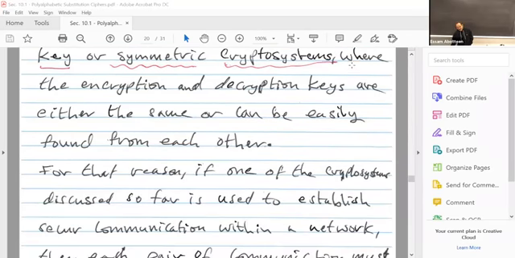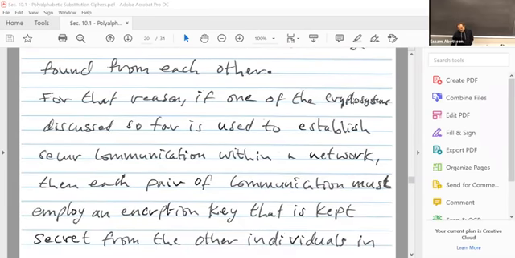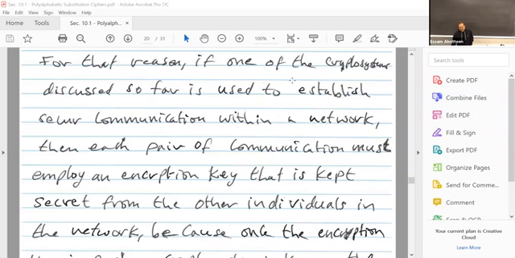So if we wanted to use this kind of crypto system to establish communication within a network, and to keep the communication private, each two persons in this network must actually exchange these keys, and it's going to be kept again secret from the others in the network. And this is of course not a convenient way. So the thinking back in the 1970s started.